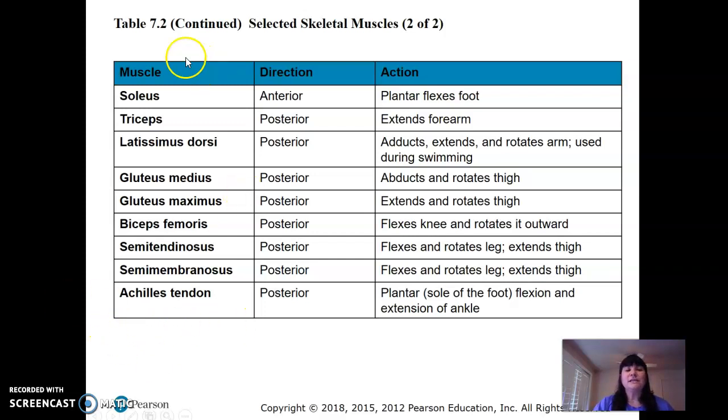So the soleus is in the leg, not in the foot, in the leg. Triceps, latissimus dorsi, so those lats. Gluteus, we're talking about the behind here, gluteus medius, maximus. Biceps femoris, again, that's in the thigh, in the back there. Semitendinosus and semimembranosus. And what I was saying was, these 3, those are your hamstrings. So the 3 in the back are your hamstrings in the thigh area. The 4 in the front are the quadriceps, okay? And then the Achilles tendon.